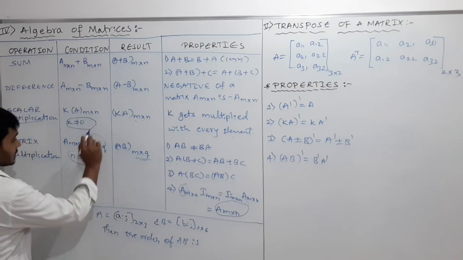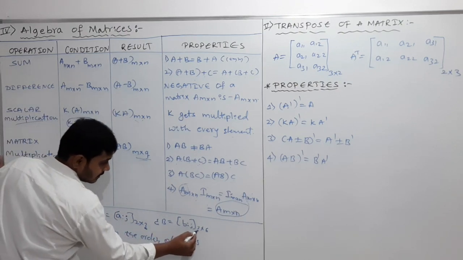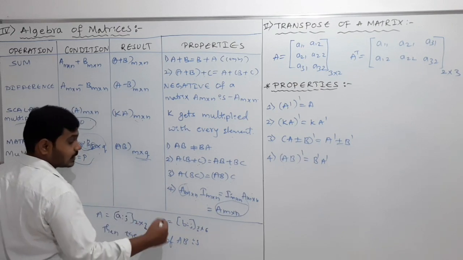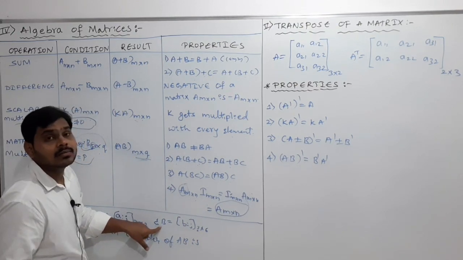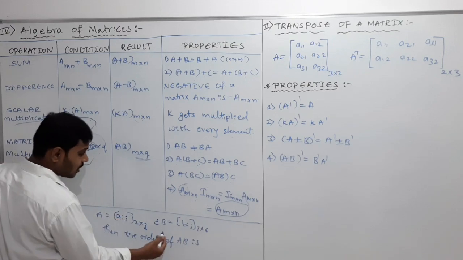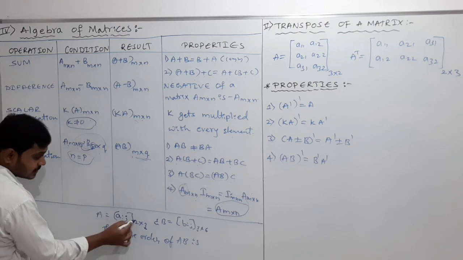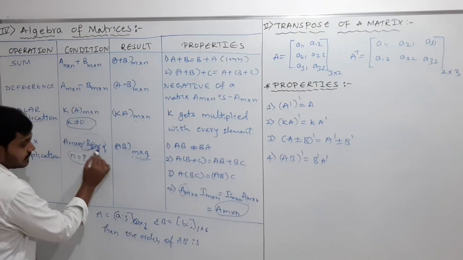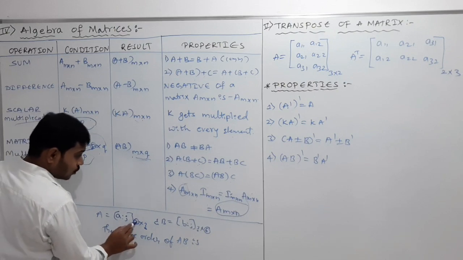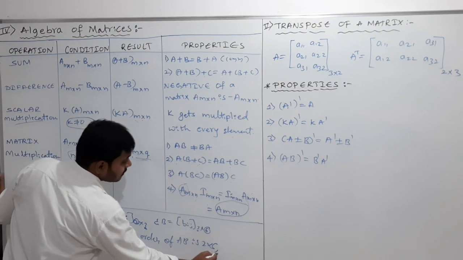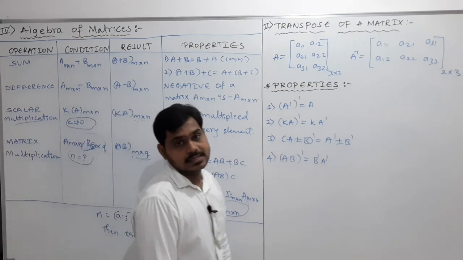So what you will do, my students, as I told, here it is 3 and here it is 3, which means multiplication is possible. Then what is the resultant order after multiplying AB? According to our rule, the number of rows in the first matrix is 2, and the number of columns in the second matrix is 6. So the resultant matrix order will be 2 cross 6. You will get a 2 cross 6 matrix. Like these questions they'll ask.